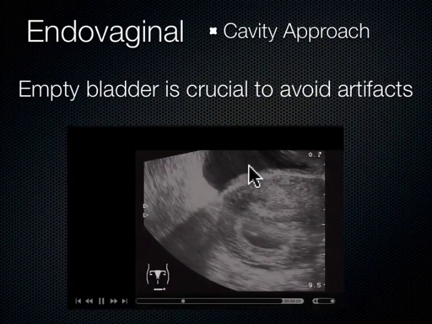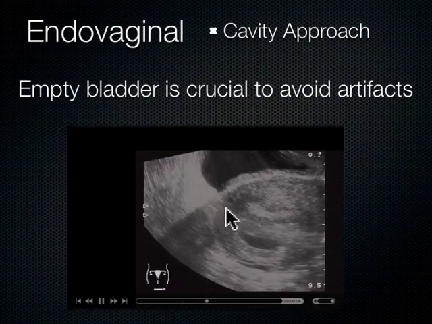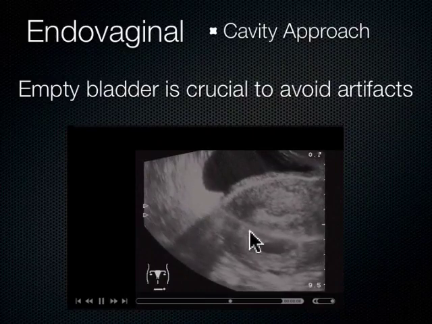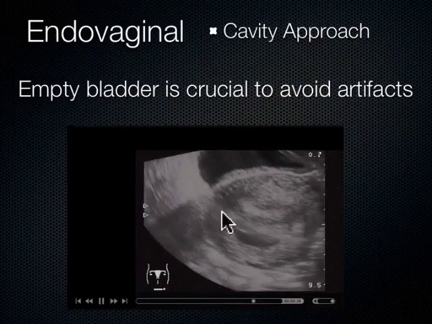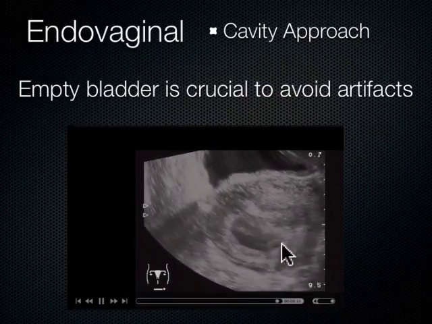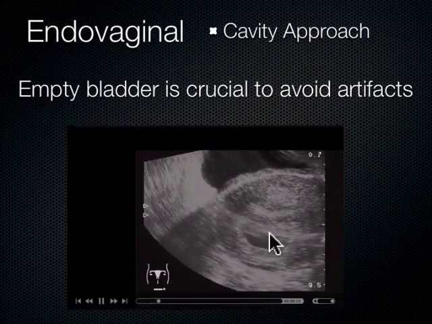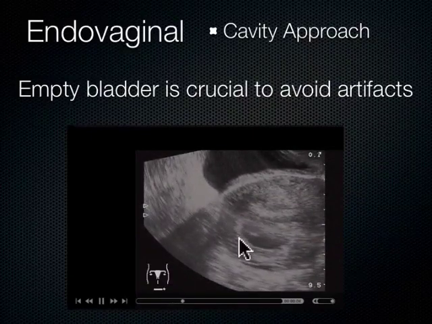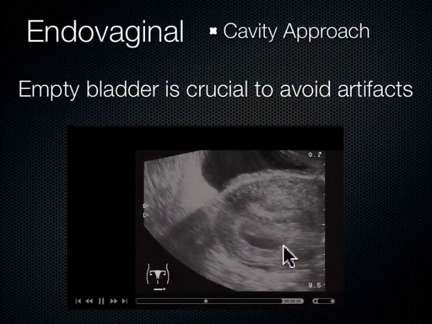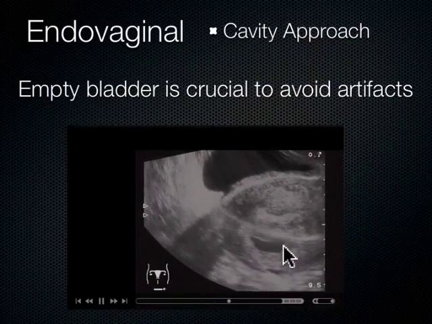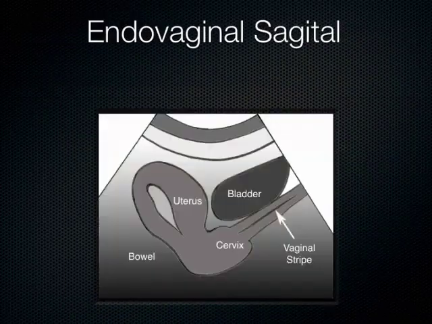If you don't have a full bladder, what happens is you get all these artifacts. You see all this artifactual stuff over here? That's this stuff coming over here and causing artifact and obscuring the gestational sac. Unfortunately, I cannot make any sense out of what's going on in that gestational sac. We have to stop the ultrasound. The patient has to go void again, and therein lies the problem. So you've got to have a full bladder.